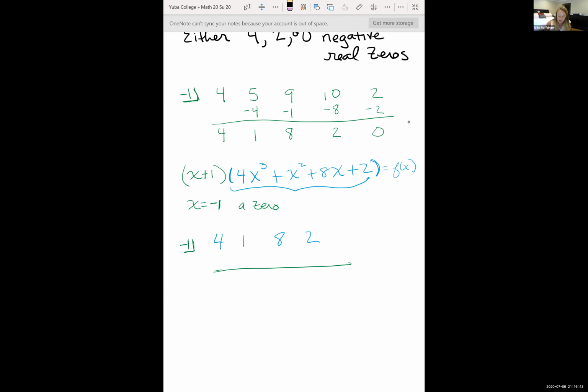again. So let's bring down our 4. -1 times 4 is -4. Sum this. 1 minus 4 is -3. -1 times -3 is 3. 8 plus 3 is 11. -1 times 11 is -11. 2 minus 11 is -9. So our last number is not 0. So x equals -1 is not another 0.